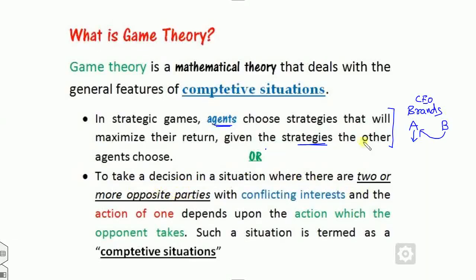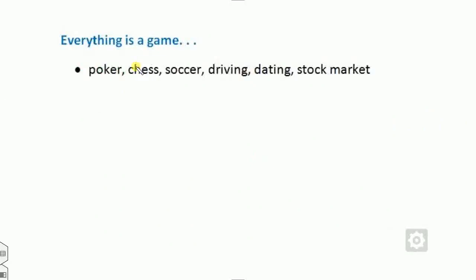In other terms, we can also say it is a decision where two or more opposite parties, here two parties, or if there are three different brands then more than two, have conflicting interests, and the action of one depends upon the action the opponent takes. So this is called a competitive situation. There is competition, and the situation keeps changing with respect to the decisions and time.